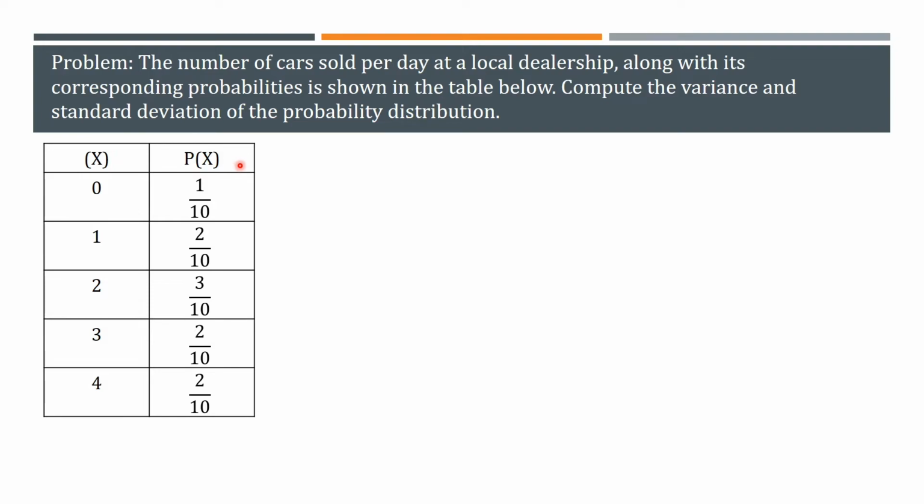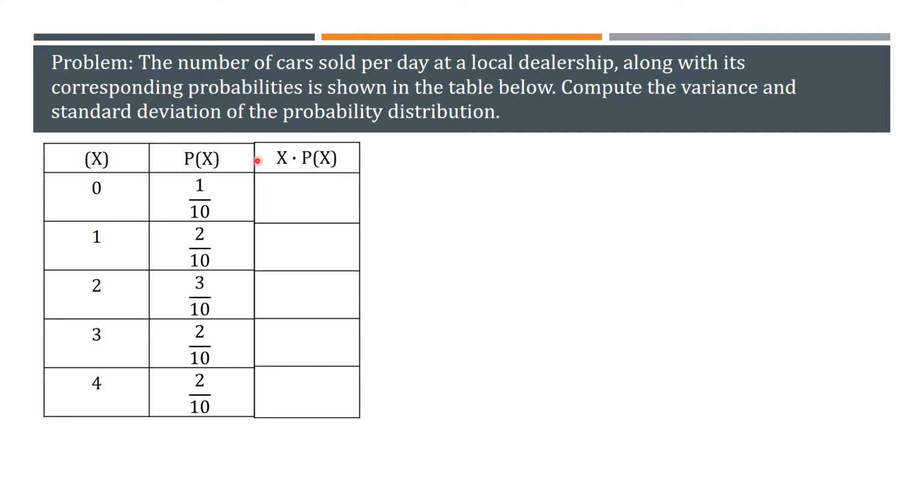On the third column, we need to get the values when we multiply x times p of x. So we simply 0 times 1 over 10, we have 0. Next, 1 times 2 over 10, that is 2 over 10. Next, 2 times 3 over 10, we have 6 over 10. Next, 3 times 2 over 10, that is 6 over 10. Next, 4 times 2 over 10, that is 8 over 10.